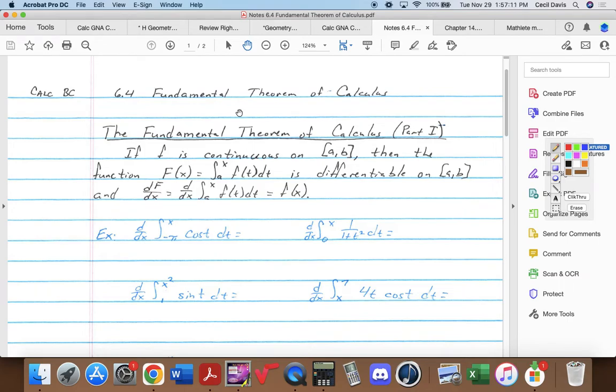All right, so today we're doing the two parts of the fundamental theorem of calculus. Why is it fundamental? Because it relates how integrals work with derivatives. The two are actually related to one another.